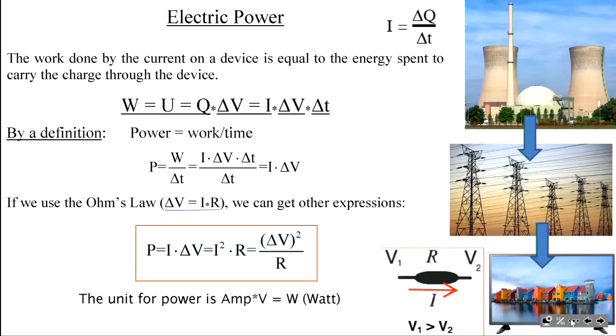So here what did we do? We just replaced voltage with current times resistance, current times current, current squared resistance. And here we replaced electric current with voltage over resistance. Which do we want to use? Doesn't matter. It's a matter of convenience. Sometimes we already know voltage and resistance. In that case, we would be using the last expression.